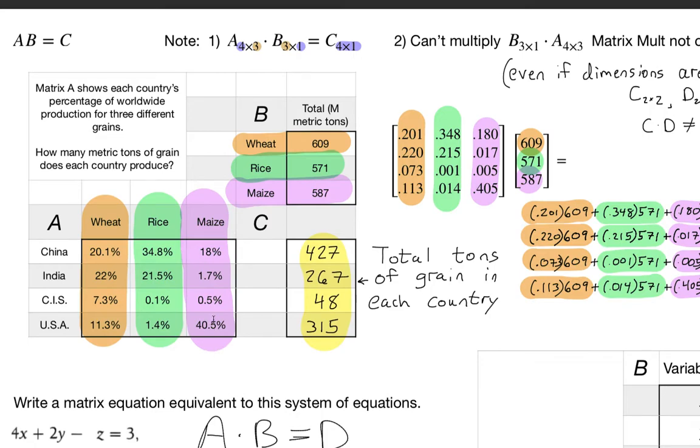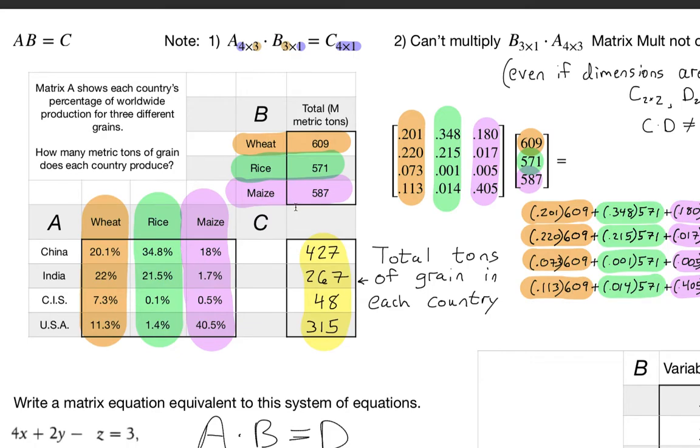Great. And if you want to know a particular year, I forget what year it was, I got this example from the late 90s. Here we've got total metric tons. In the whole world, there are 609 metric tons of wheat being produced one particular year, 571 metric tons of rice in that particular year, and 587 metric tons of maize in that particular year.